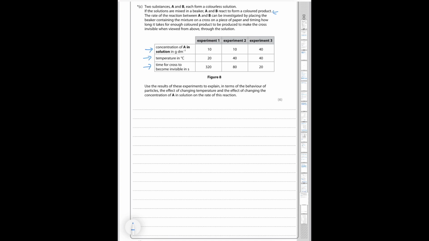And we've got to remember that for a reaction to happen or a reaction to occur, the particles have to collide with the minimum amount of energy, which is the activation energy.